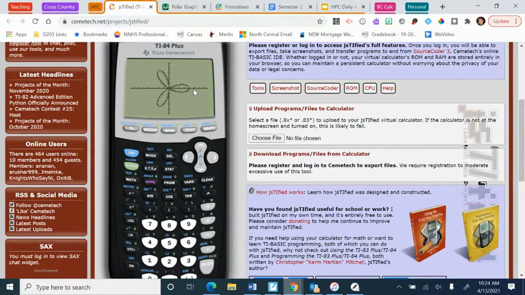Now, if for some reason you're not getting much of a graph, it's probably because you're in degree mode, and going 0 to 6 degrees is a lot smaller than going from 0 to 6 radians, which is about 2 pi. So make sure you check your mode.